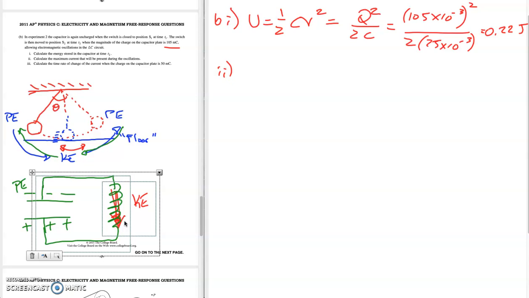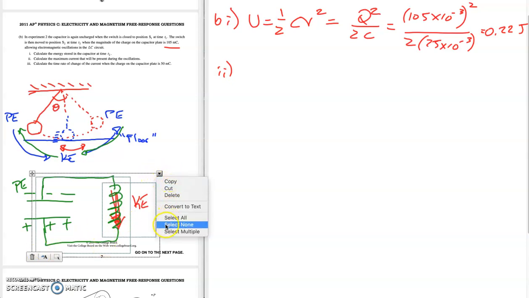And, oh man, those things got connected to each other. I was hoping that wouldn't be the case.